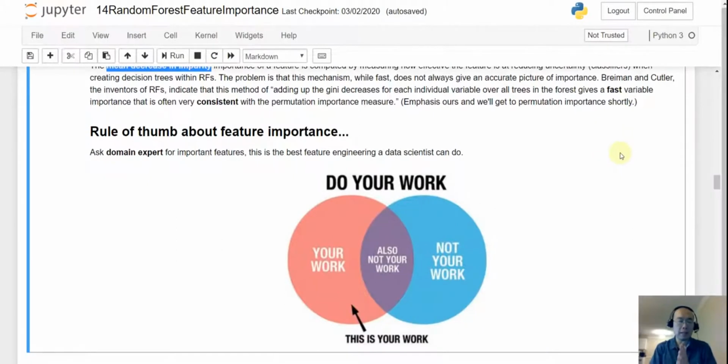So you may ask, in the real world, is that my work? Is that the scientist's work, finding the feature importance? The answer is not always. When you have a data set and you're collaborating with the domain person, I would ask for the domain expert's idea: hey, what's the most important feature if you have to guess?